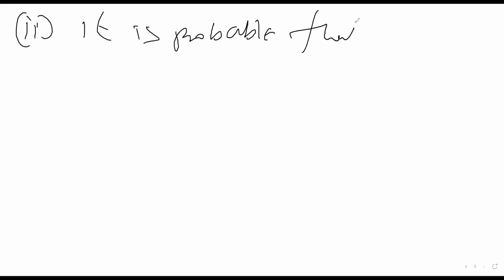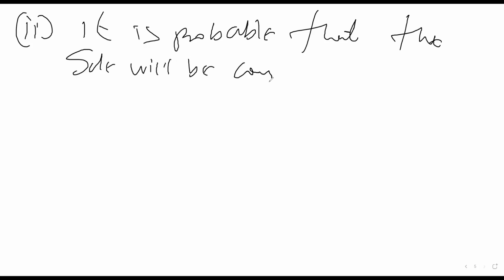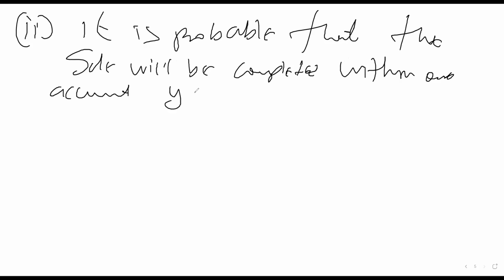Condition number two. You can only classify an asset as held for sale if it is probable that the sale will be completed within one accounting year or one financial year. Who can explain this to me?